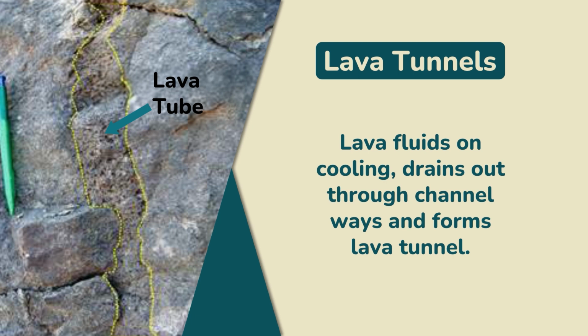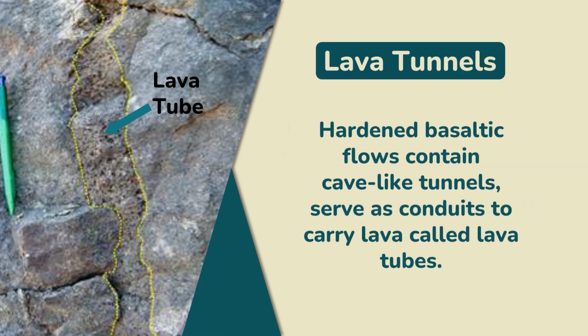It gets hardened from the side walls. Hardened basaltic flows contain cave-like tunnels that serve as conduits. These caves serve as a conduit to carry out lava, called lava tubes. This entire structure is called lava tubes.